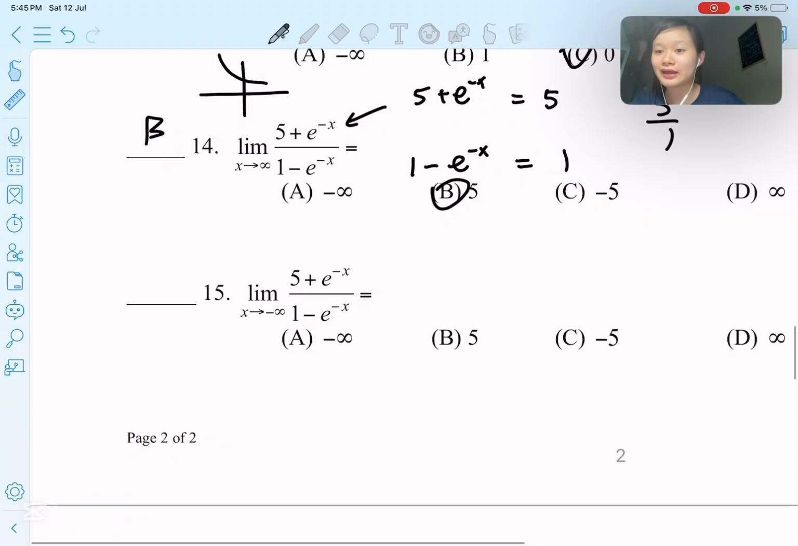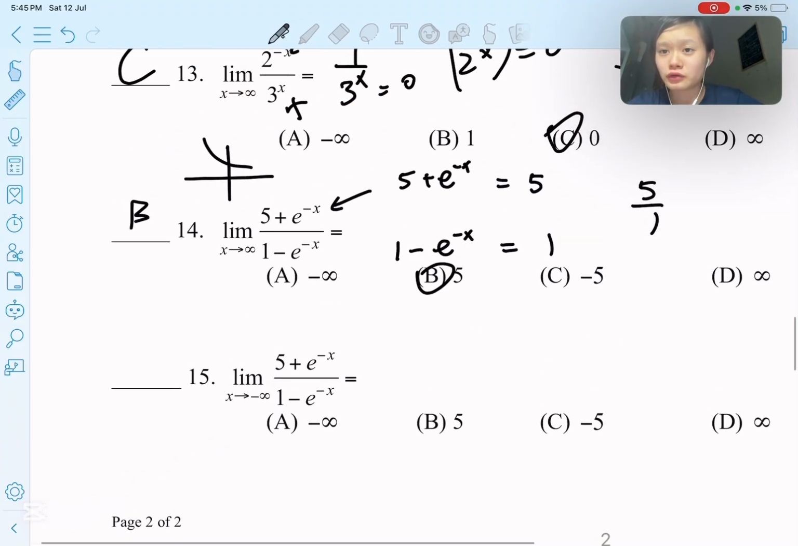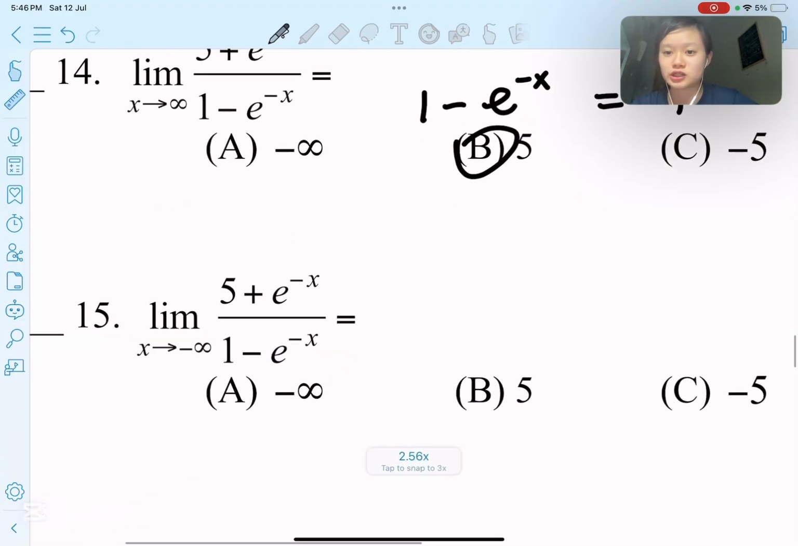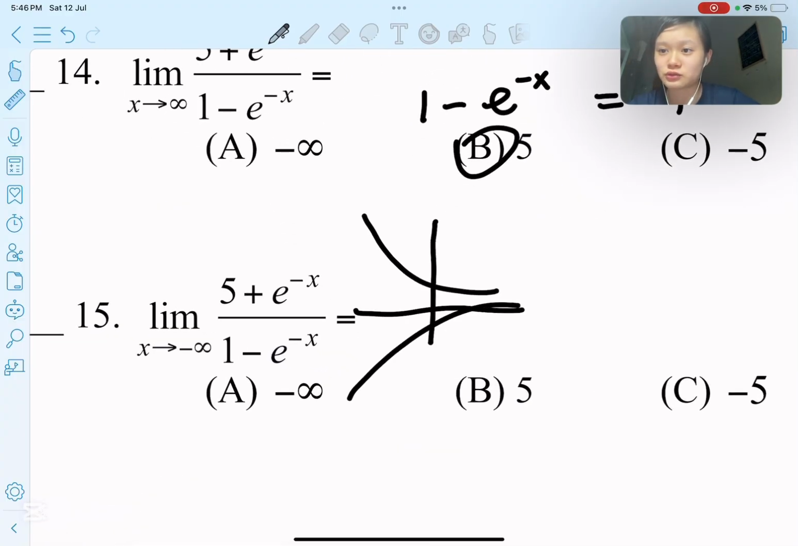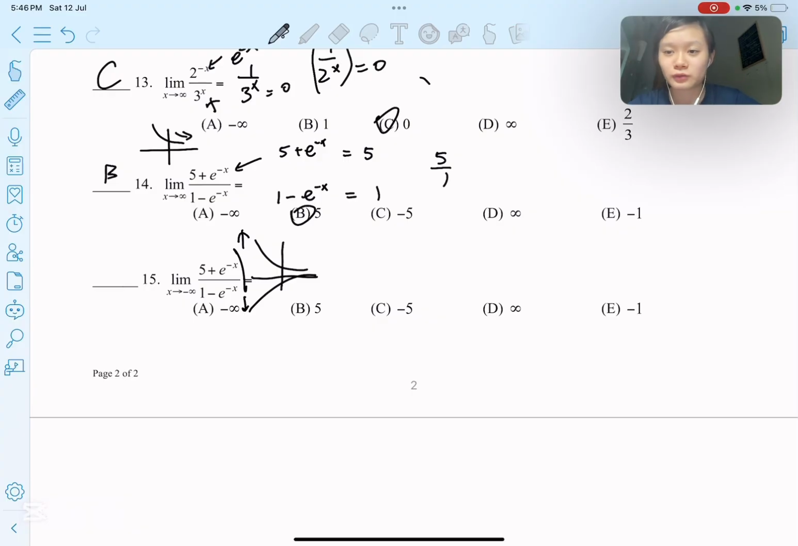And then the last one. The difference between this and this is that here you know both of them go to 0 because they approach 0 when x is going to infinity. However, when x is going to negative infinity, what would these graphs look like? So you have positive infinity and negative infinity. So does it not exist? That's not an option. So what do we do here?